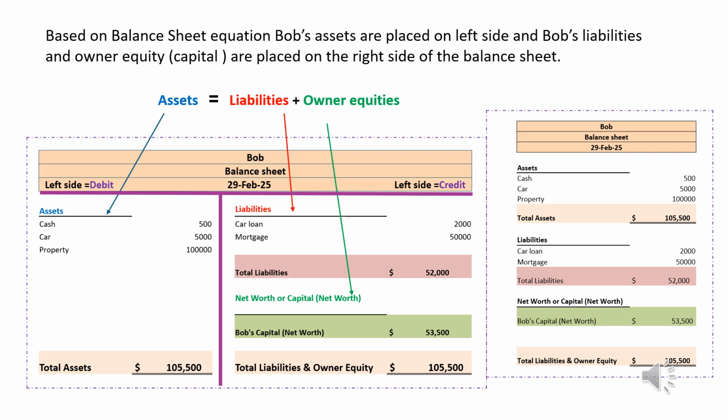Based on the balance sheet equation, your assets are placed on the left side and your liabilities and owner equity or capital are placed on the right side of the balance sheet. Bob was impressed with Alice's work. Bob learned that a balance sheet is a great way to keep track of what you own, assets, what you owe, liabilities, and what you have left, net worth or owner equity. By regularly updating the balance sheet, Bob could make smart decisions to manage his finance or grow his business.